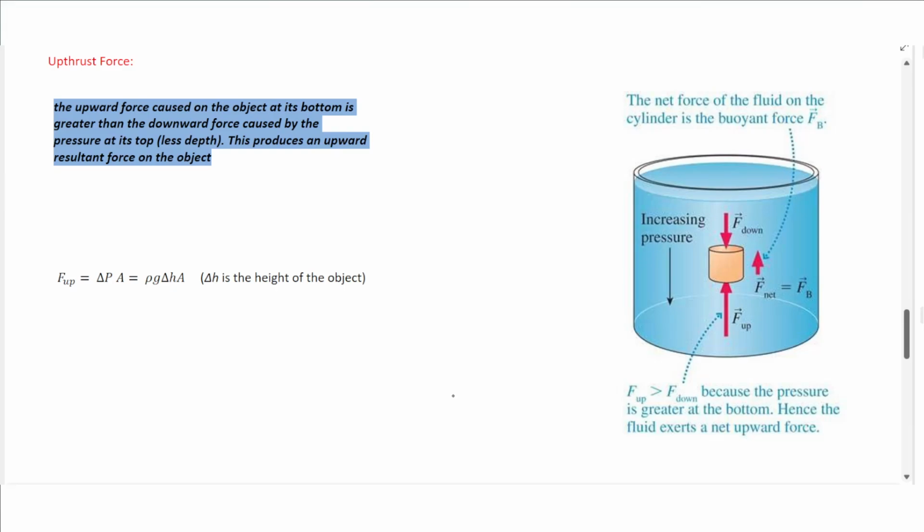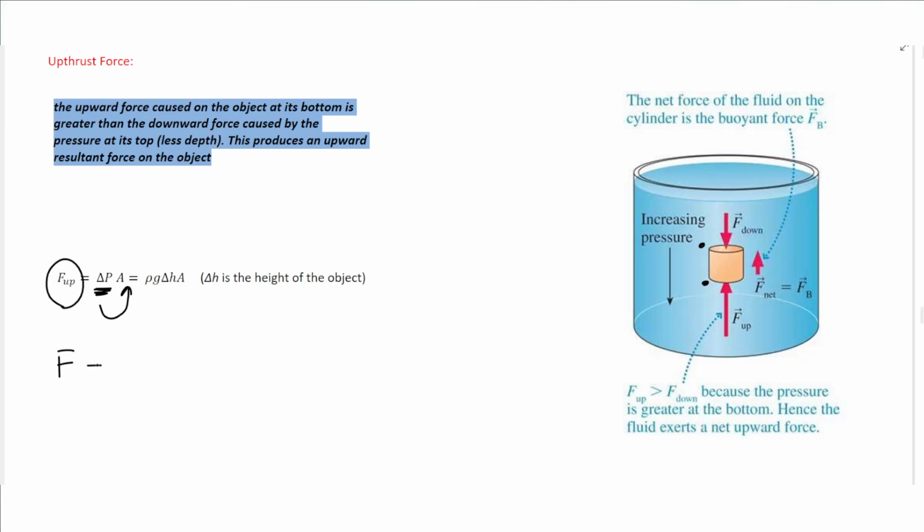Next, we talk about something called upthrust. This is due to the change in depth of an object inside a liquid. So the pressure below an object would be higher than the pressure above the object. That's what causes a resultant force upwards. So this upward force depends on the difference in pressure between above and below the object. So the change in pressure multiplied by the area is equal to the upthrust force.